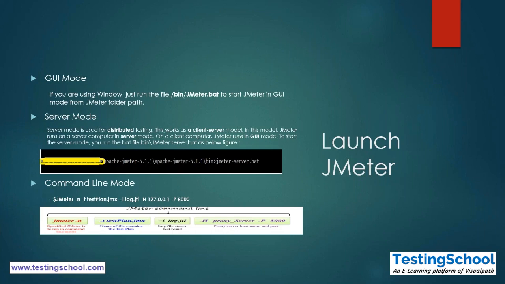Next is server mode. So basically server mode is mainly used for distributed testing. Distributed testing is again a different concept for advanced JMeter, where you will be using multiple JMeter machines which will be in the same subnet, and you will be testing by using different machines at a time.